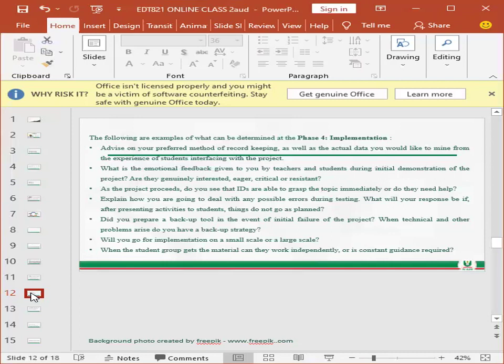Also, you need to be guided with, did you prepare a backup tool in the event of initial failure of the project? When technical and other problems arise, do you have a backup strategy? So you need to know in advance whether you go for implementation on a small scale or on a larger scale.